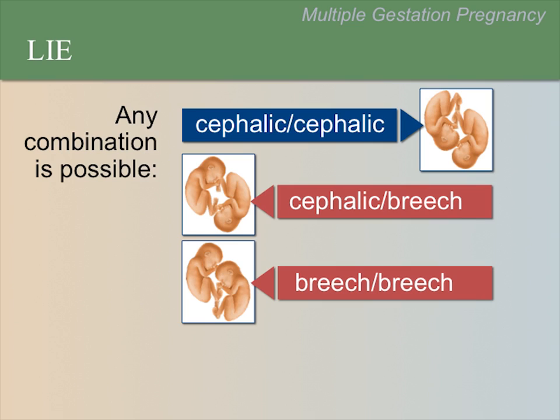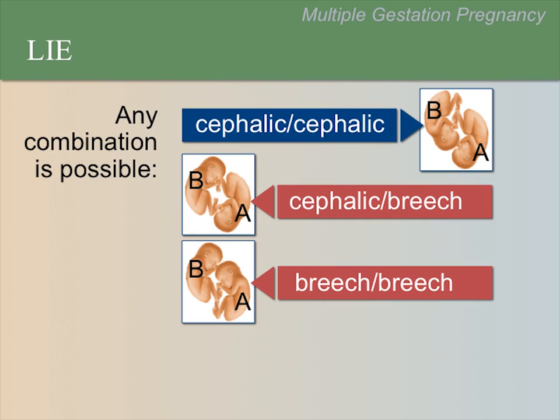If both twins are head down, we call the presentation cephalic-cephalic. If the lowest twin is cephalic and the other is breech, we call the presentation cephalic breech. If both twins are breech, we call the presentation breech-breech. The first word of the fetal presentation description for twins always refers to that of the lowest or presenting twin. The lowest or presenting twin is usually called twin A, and the other twin called twin B.